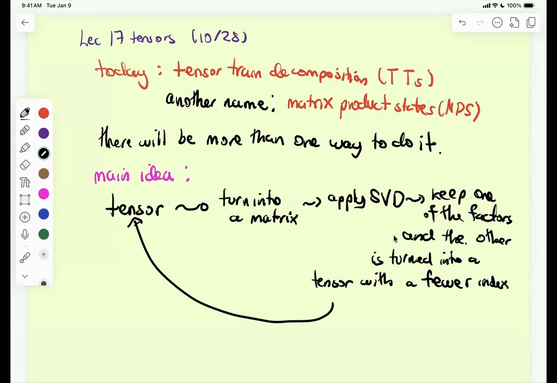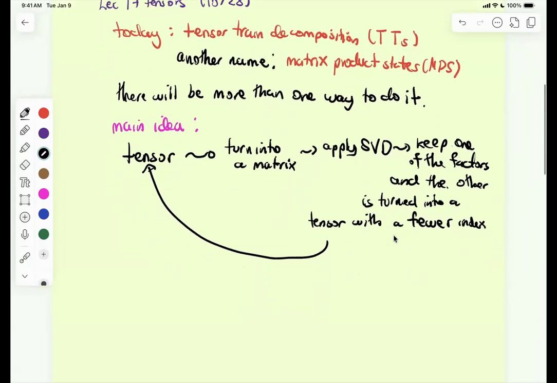Okay, so let's talk first about how you can turn a tensor into a matrix. Again, there are many ways to do that, but one of the ways is called tensor unfoldings. I'll tell you about that with an example, because once you see an example, you'll see that it's pretty natural.